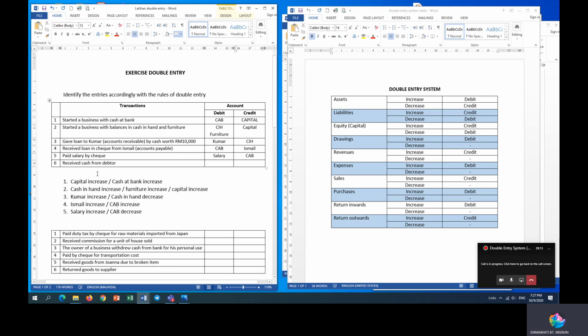Okay. And last is when you receive cash from debtors. Kenapa kita terima tunai daripada penghutang? Debtors adalah nama lama untuk account receivable.